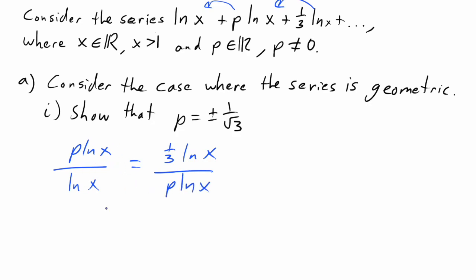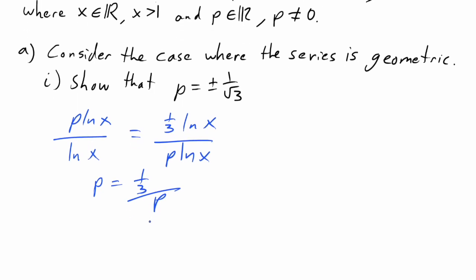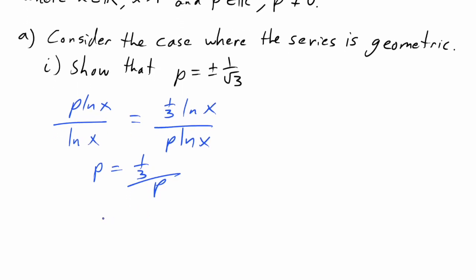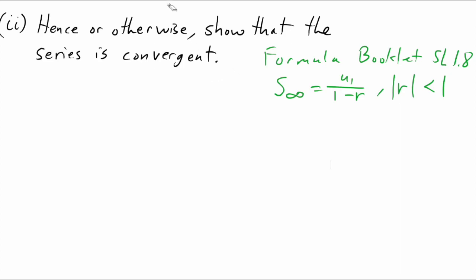Okay, and all the lns will cancel out. We just have p equals 1/3 over p. Simply multiply both sides by p, and we get p squared equals 1/3. So that means p equals positive or negative, don't forget the positive and negative square root, which equals, like in the question, positive or negative 1/√3.